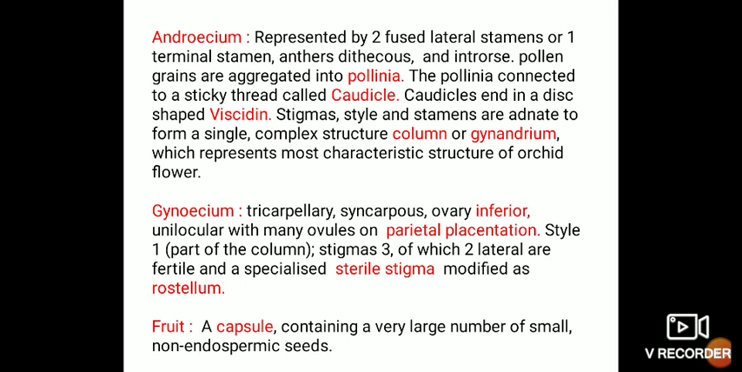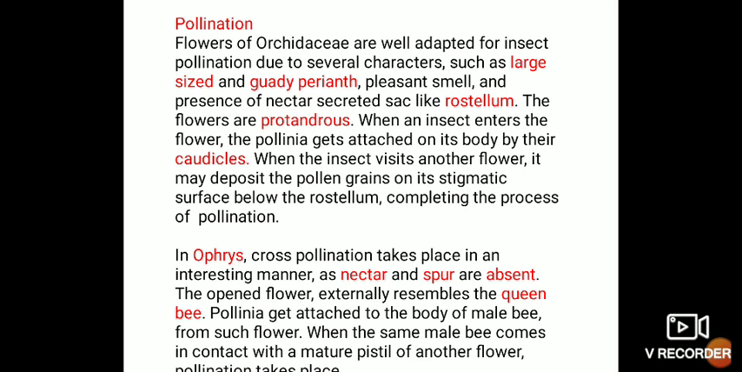The style is one and the stigmas are three, of which the two lateral are fertile in nature and one specialized sterile stigma is modified as a rostellum. The fruit is a capsule containing a very large number of small non-endospermic seeds. Orchidaceae is well adapted for insect pollination due to several characteristic features such as large-sized and gaudy perianth, pleasant smell, and presence of a nectar-secreting disc, the rostellum. The flowers are protandrous in nature.